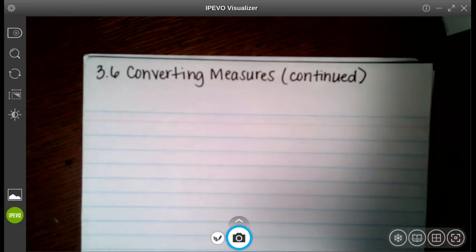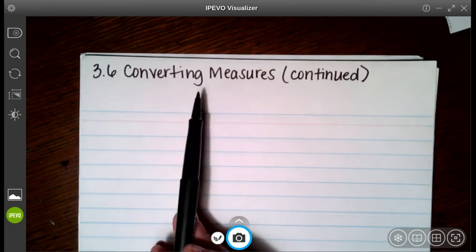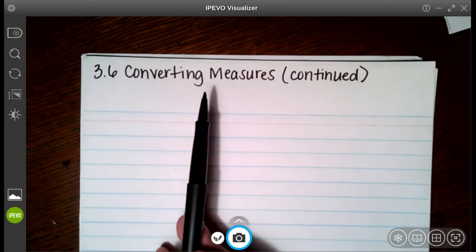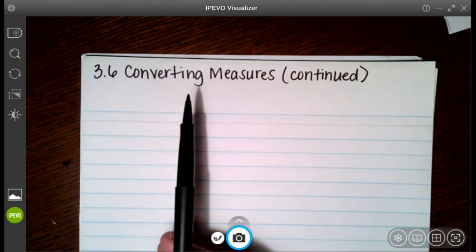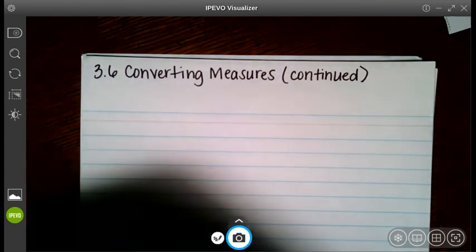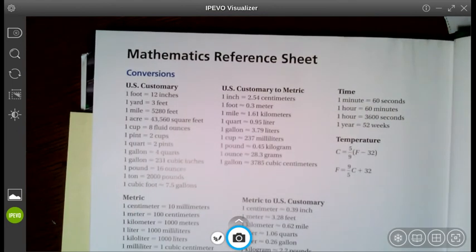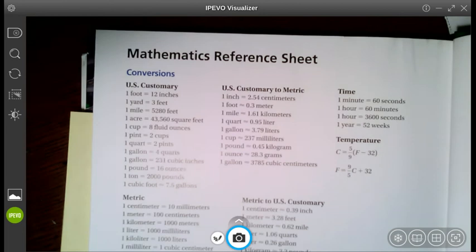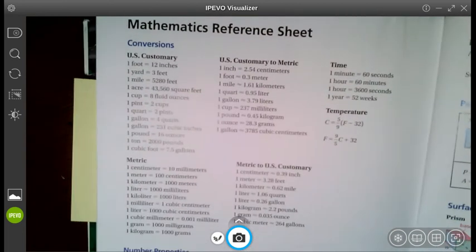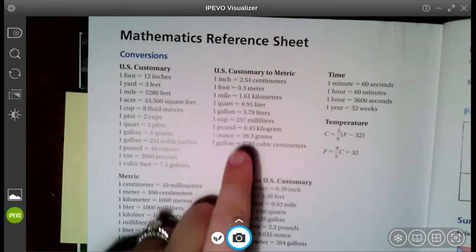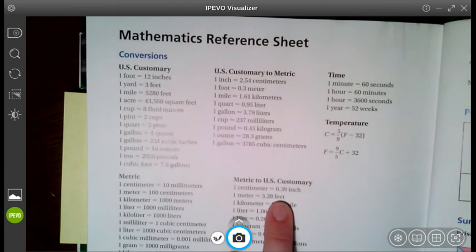Hey, welcome back. So we are continuing lesson 3.6, converting measures. We went over example 1, where we were converting within the same system, meaning either customary to customary or metric to metric. And now we're moving on to an example where we are going to go between systems. So that means either customary to metric or metric to customary.